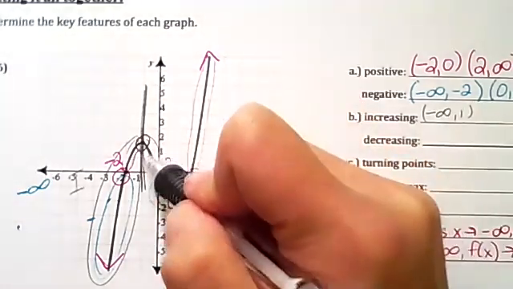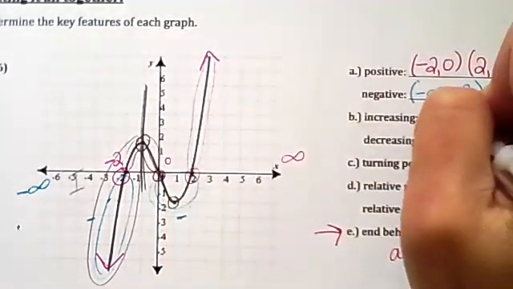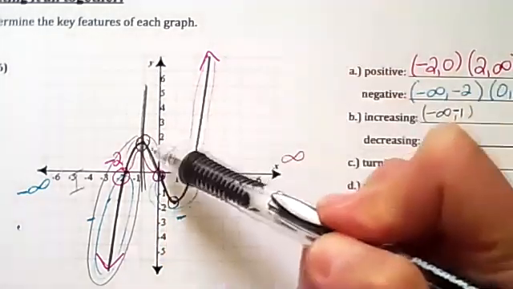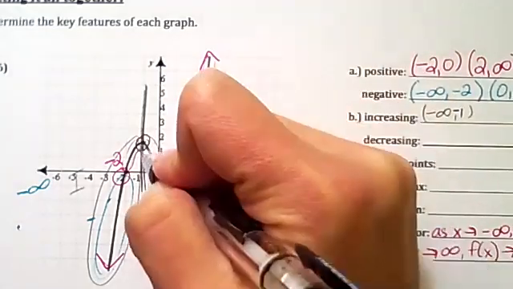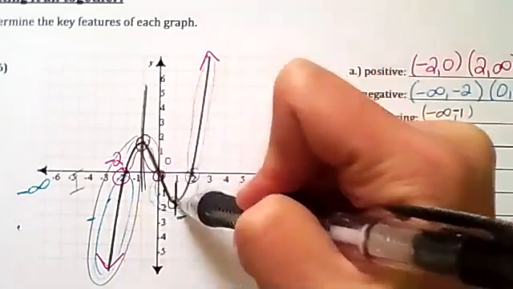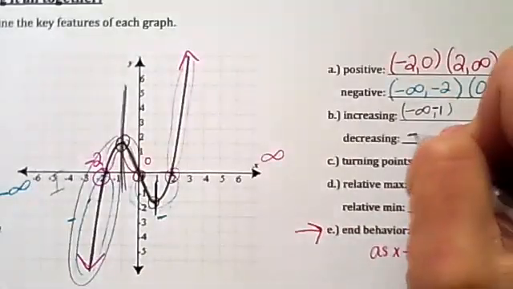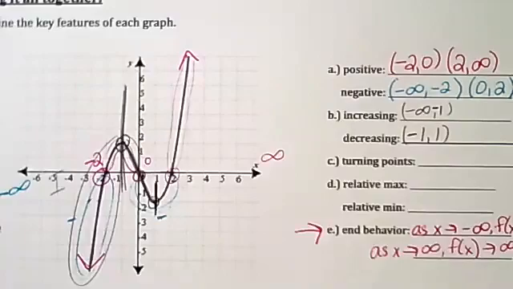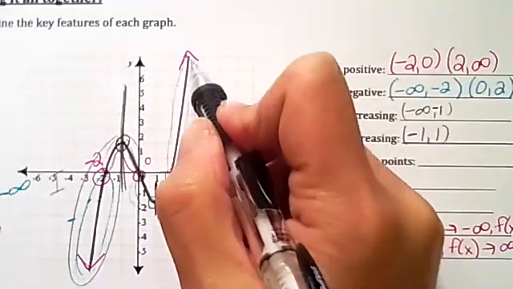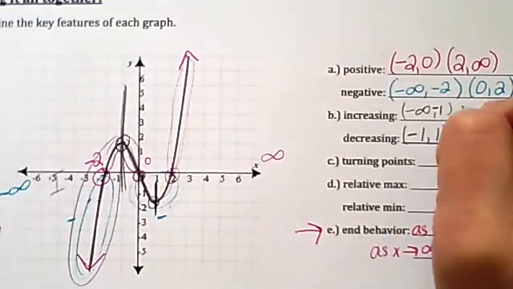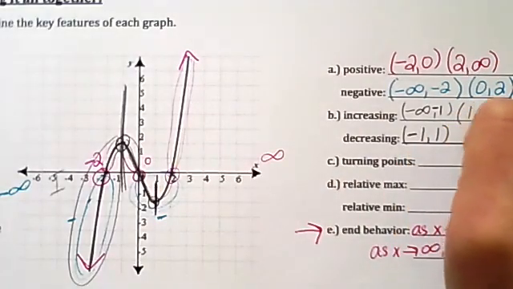Then it decreases, oh, -1, just kidding. Then it decreases from -1 to +1. This is all decreasing. See how it's going down? So we would say decreasing from -1 to 1 like that. Then at +1, it starts increasing again to infinity. So we would go back to increasing and say 1 to infinity.